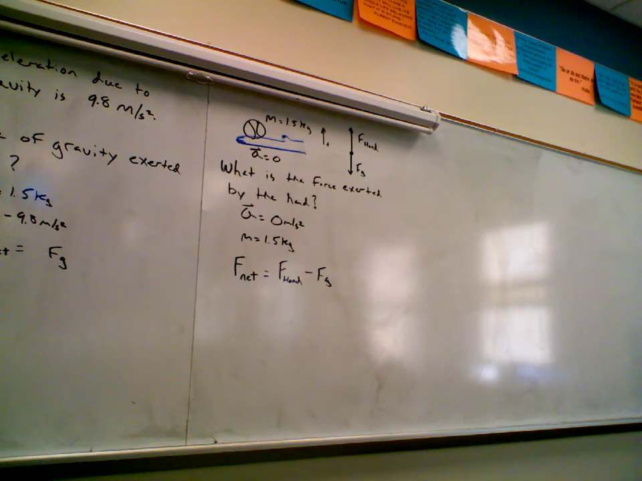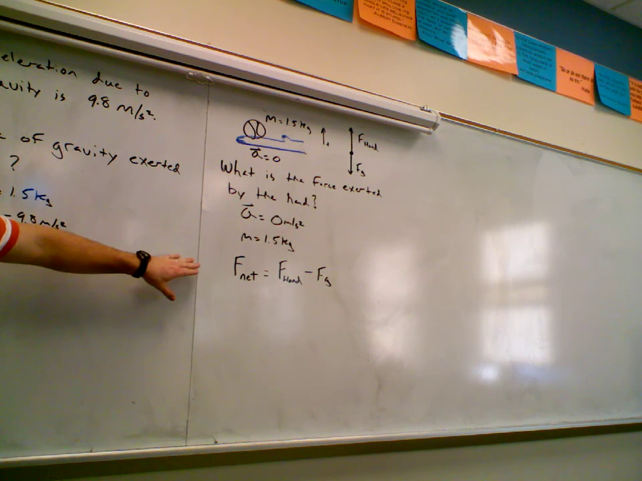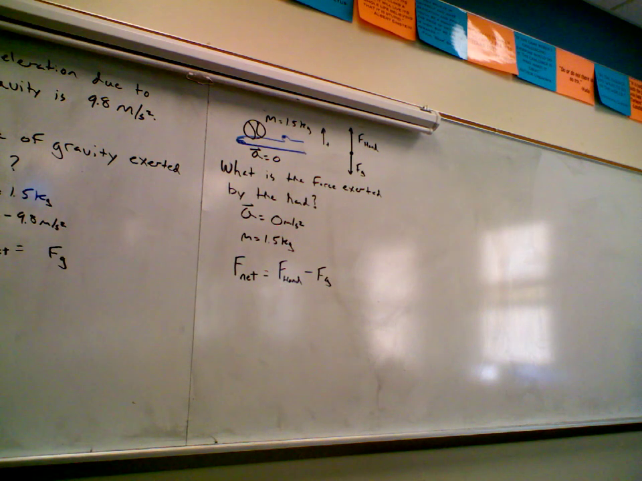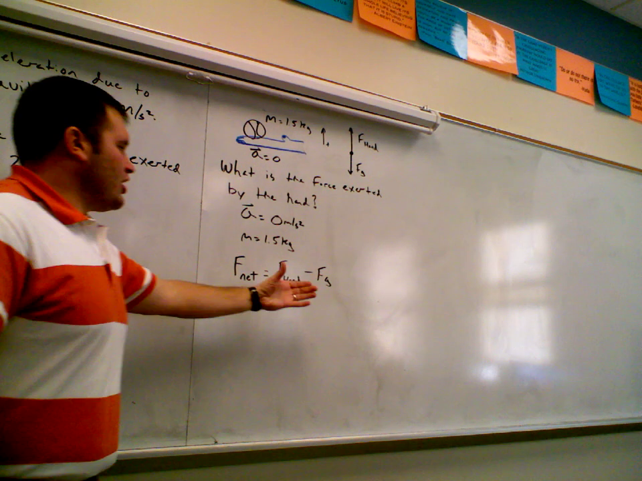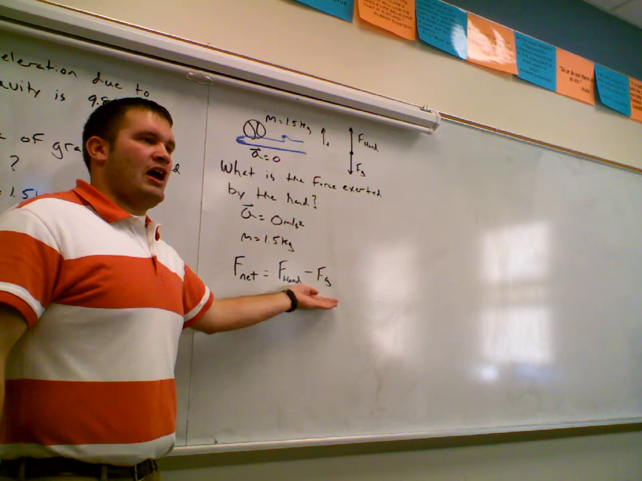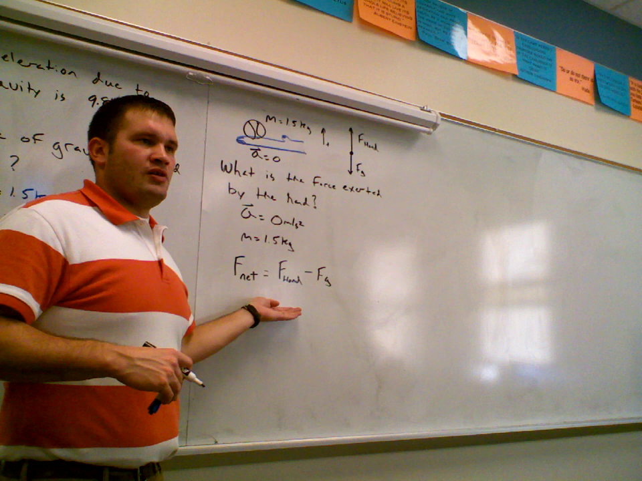Okay. Now, for whatever reason, students struggle the most with this part right here. F net equals force hand minus force gravity. Okay. Because students want to just say, well, F net is 0 because we're not accelerating. And yes, that's true, we are not accelerating, so this F net does equal 0. But it also equals this. And this is how we figure out the force exerted by the hand. Okay. Does that make sense?